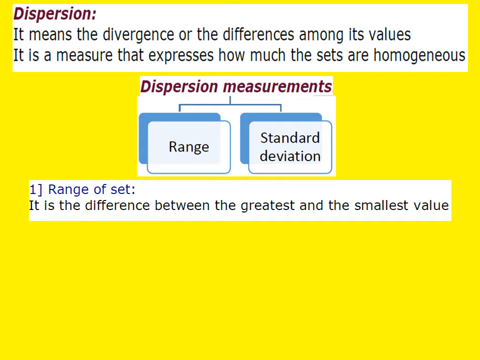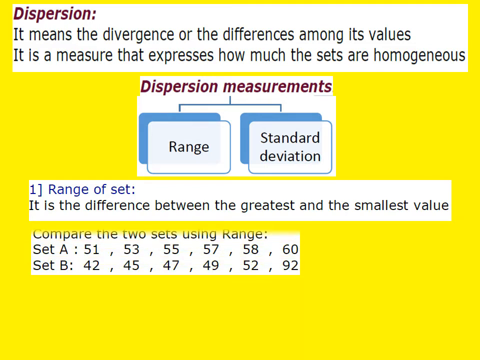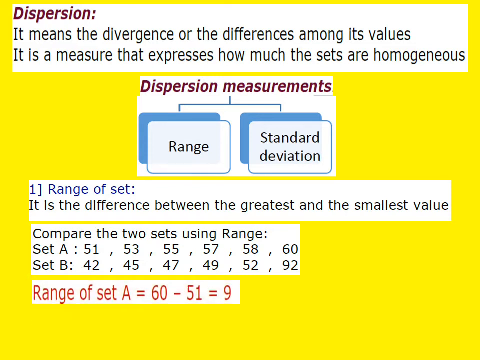Number 1. Range of a set. It is the difference between the greatest and the smallest value. Compare the two sets using range. Set A: 51, 53, 55, 57, 58 and 60. Set B: 42, 45, 47, 49, 52 and 92.